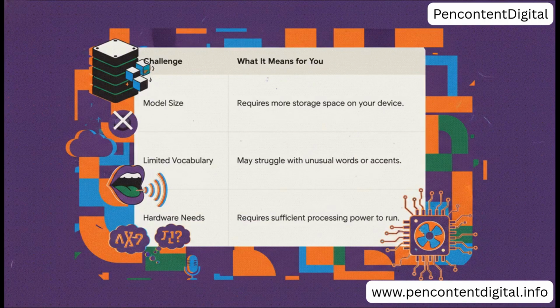Of course, it's not perfect. There are definitely some trade-offs. This table kind of lays out the 3 main challenges. First, the models that do the recognition can be pretty big, so they'll take up some storage space on your device. Second, the vocabulary might not be as huge as a giant cloud service, so it could sometimes struggle with really unusual words or thick accents. And third, you do need a device with a decent amount of processing power to run it smoothly. These are real engineering challenges, but for a lot of people, they are definitely not deal breakers.